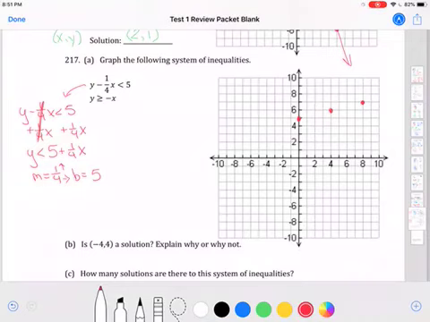I ran out of space, but I want as many points as I can. Down 1, left 4, down 1, left 4. You can always do the complete opposite. Don't connect them quite yet.